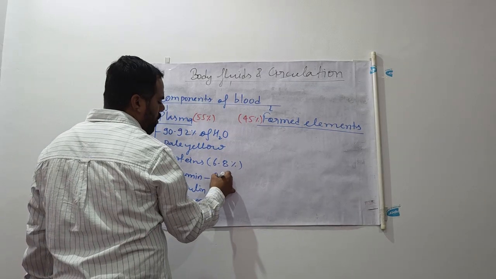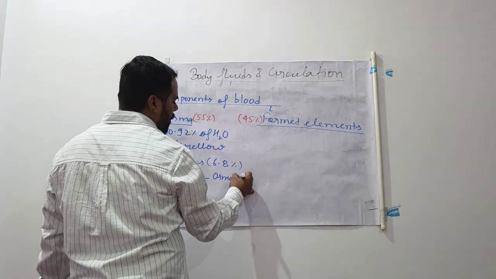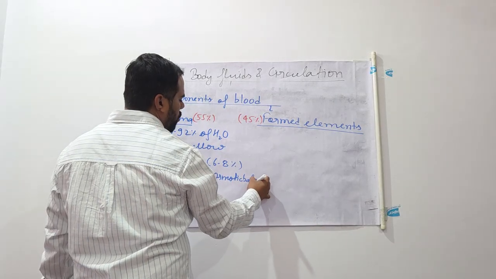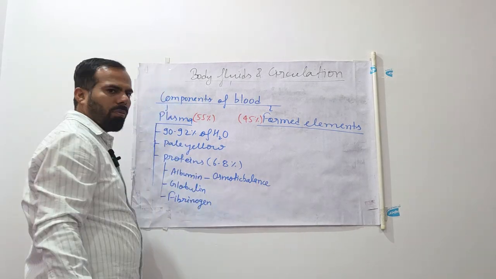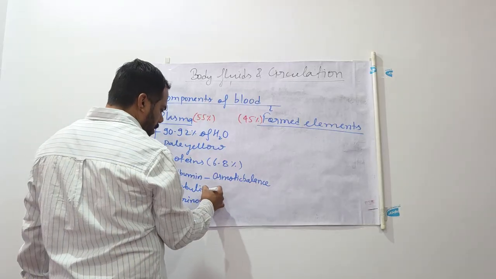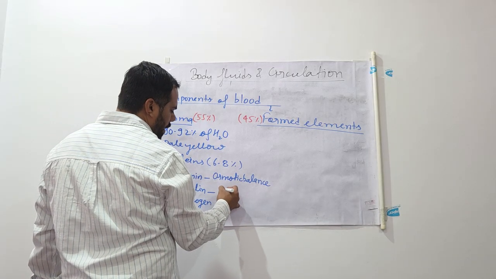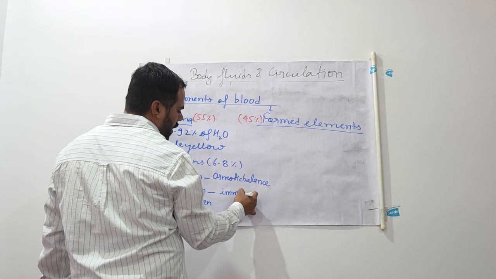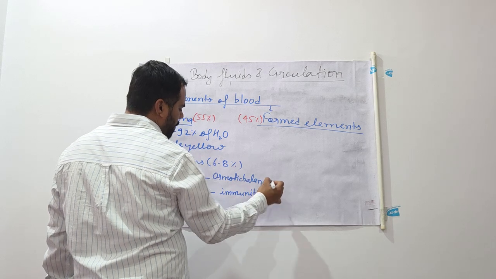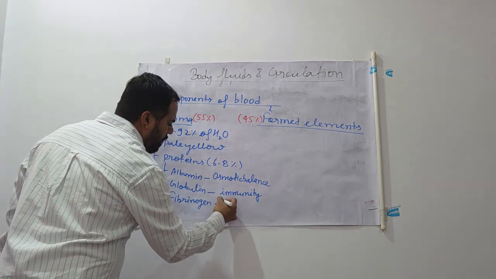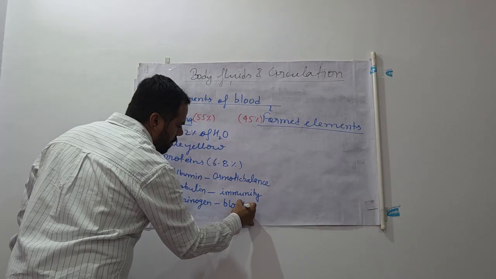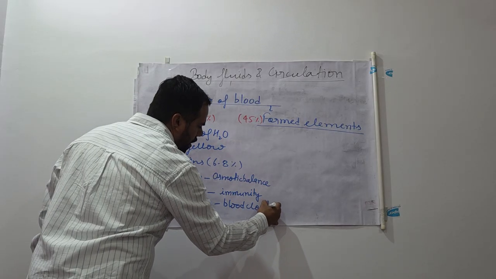Albumin maintains osmotic balance. Osmotic balance means the balance of salt and water in our body. Globulin helps in providing immunity. It fights against infection. Fibrinogen helps in blood clotting.